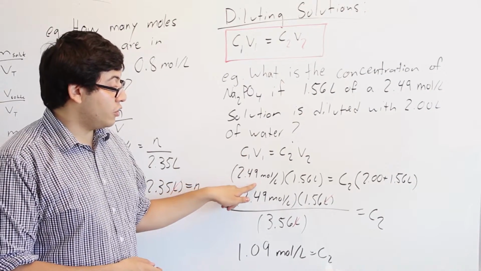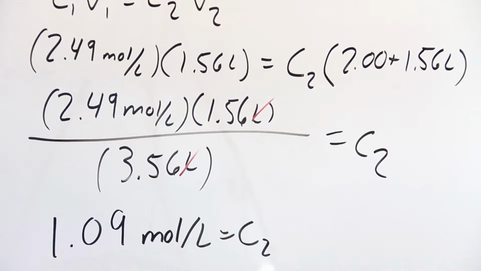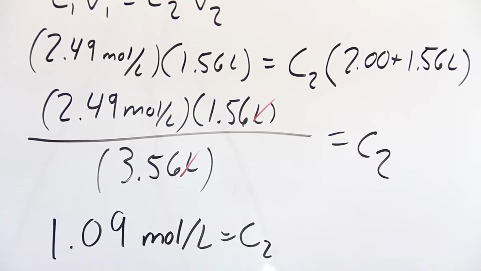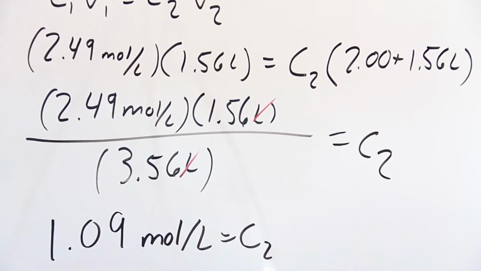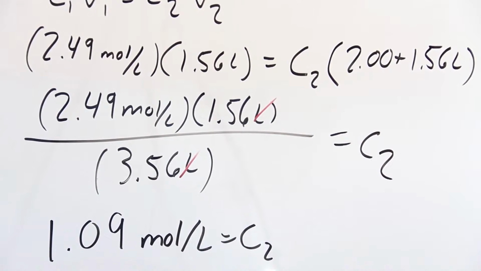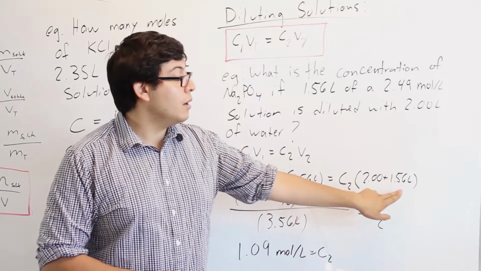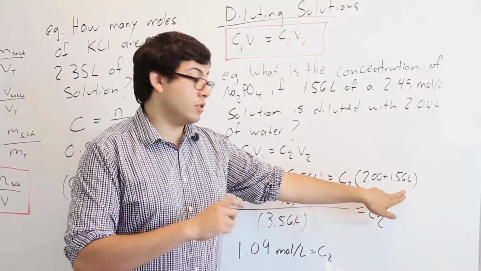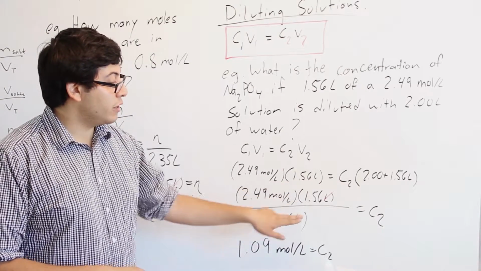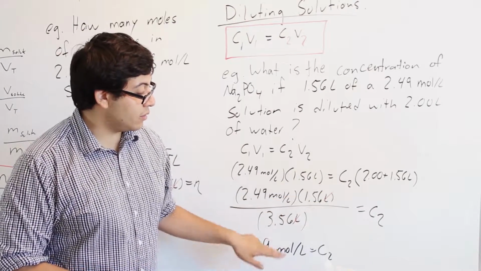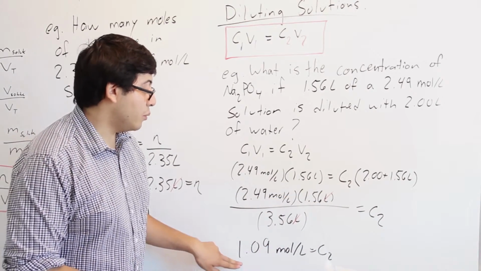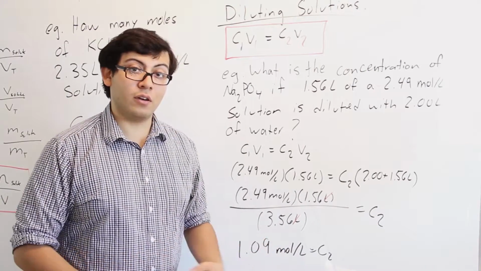So here I have our initial concentration, 2.49, our initial volume, and C2. Our final volume, remember that our final volume is going to be our initial volume plus the amount of water that we're adding. So it's not just 2 liters of water, it's 2 liters of water plus the volume of original solution that I have. So simple rearrangement gets us this. Note that the liters cancel out, and we should end up with 1.0 moles per liter as our final concentration.